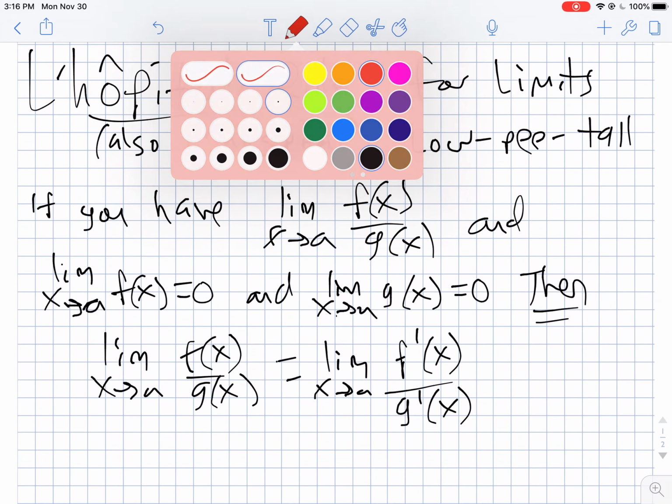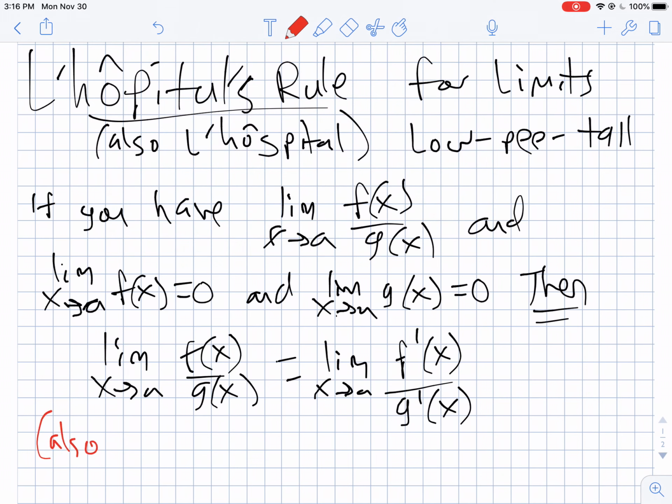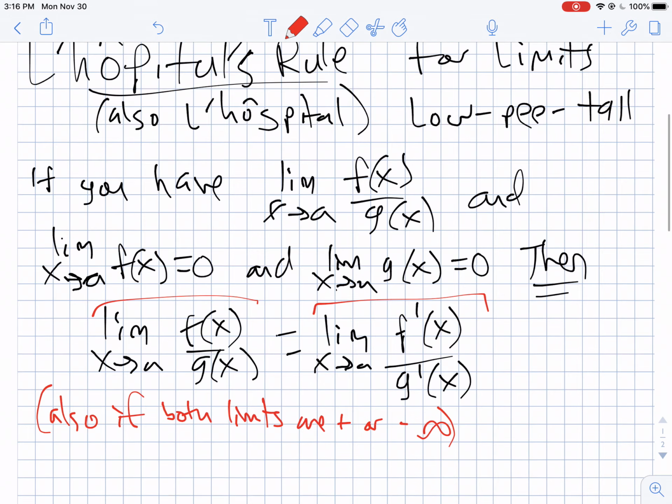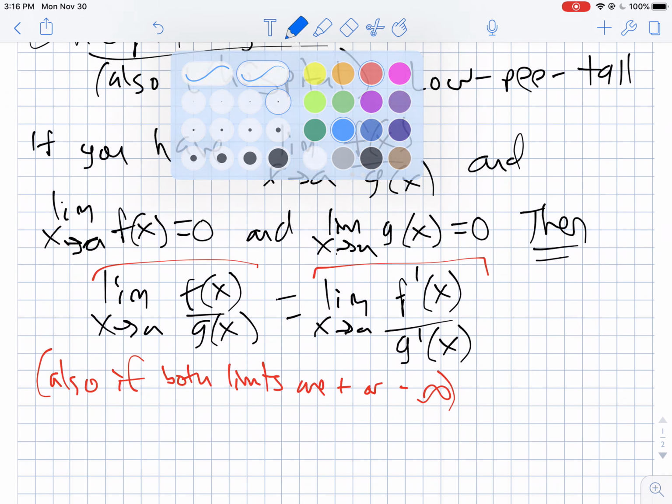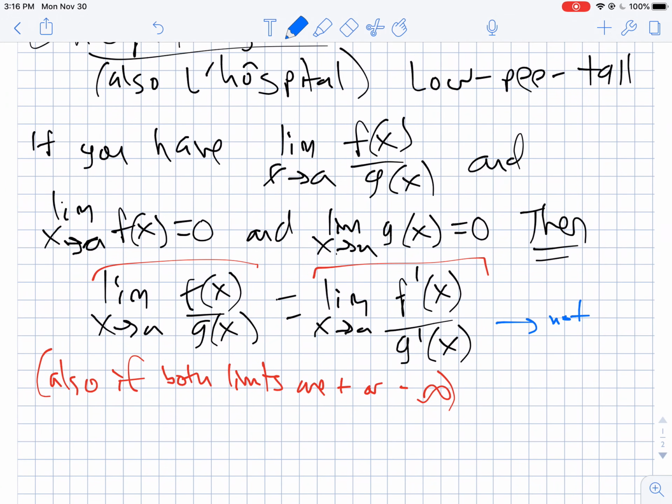Okay, and this also works the same if both limits of top and bottom are plus or minus infinity. So if the limit on top and limit on bottom are both infinity, or both 0, then finding the limit of those functions is the same as finding the limit of their derivatives. Now, a couple things to note. First off, notice that this is not the quotient rule. You are not applying the quotient rule on the whole thing. You're taking the derivative on the top and the derivative on the bottom.